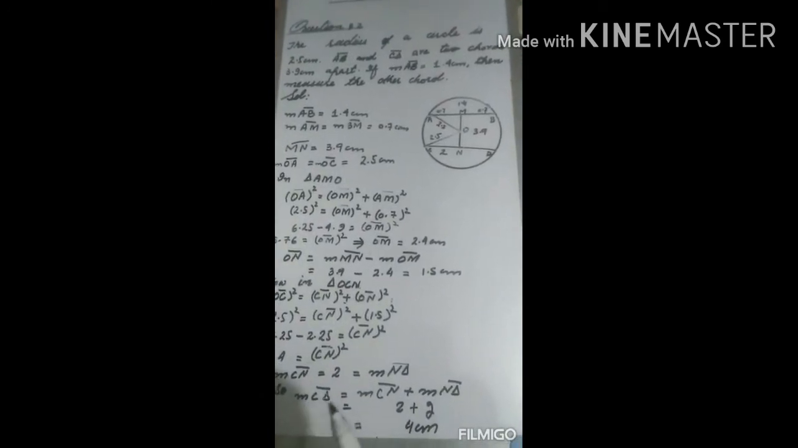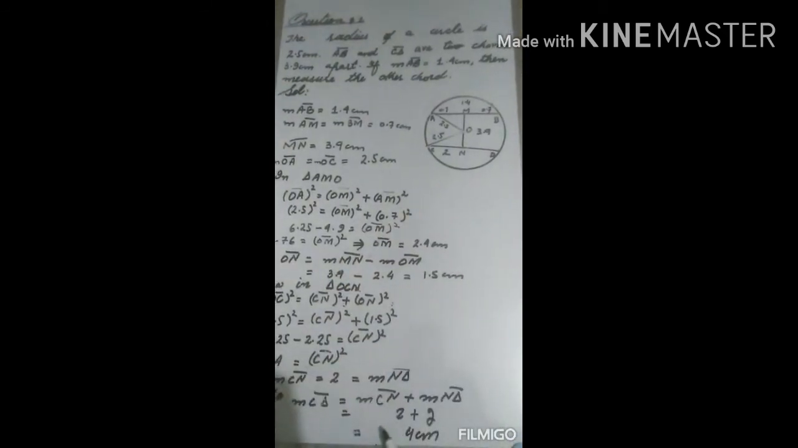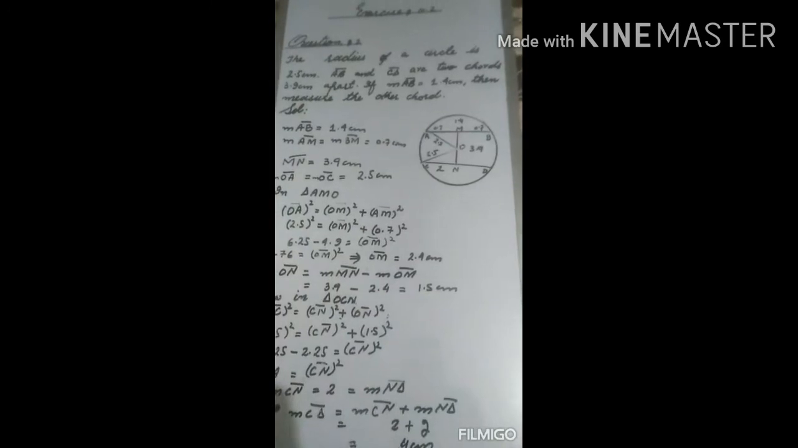So CD is equal to CN plus ND. Its answer will be 2 plus 2 is equal to 4 centimeter. So the length of the given chord CD is equal to 4 centimeter.